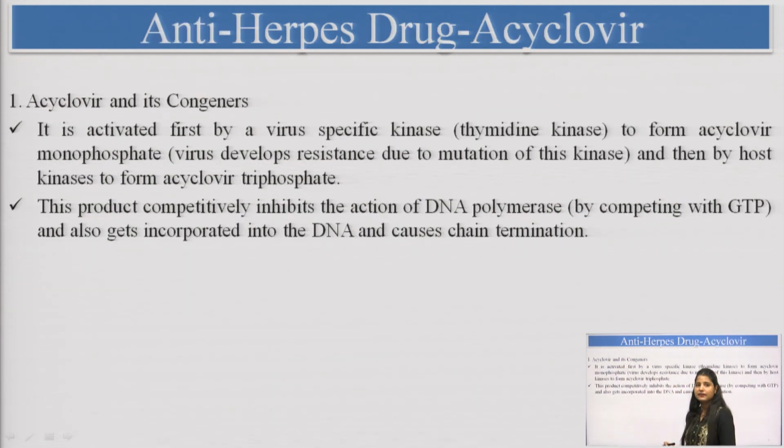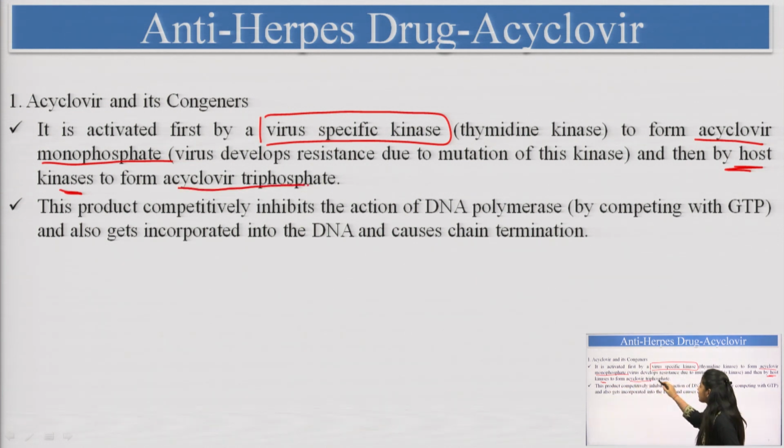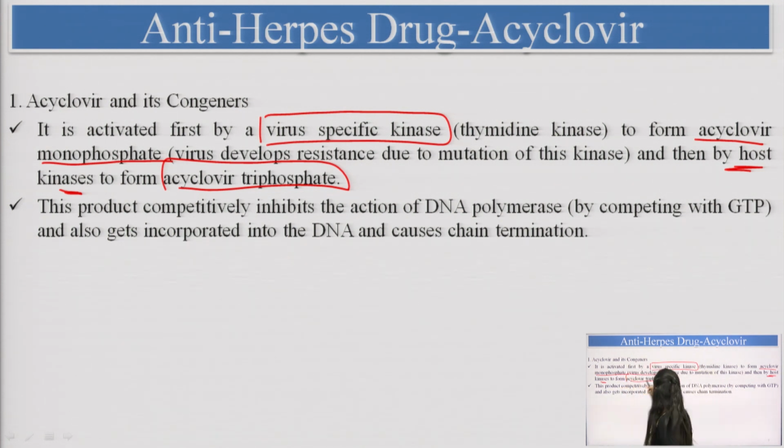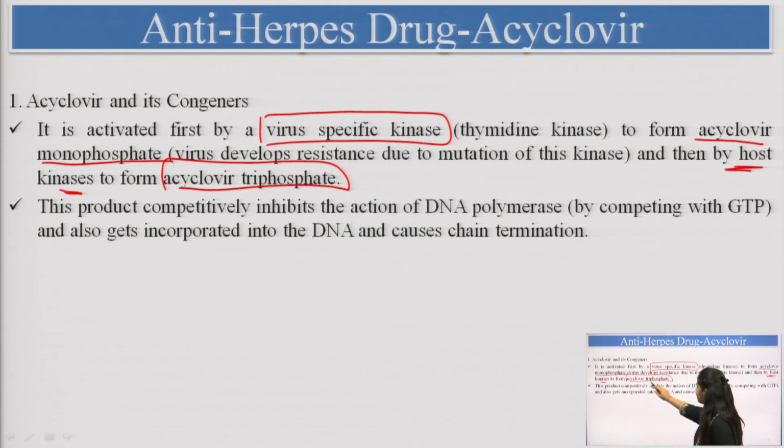Now, see how it is activated inside the body. Acyclovir is activated by a virus-specific kinase. It uses one of the enzymes of the virus and converts into acyclovir monophosphate. Then it again uses the host kinase to form acyclovir triphosphate. So there are two steps: one is using the virus-specific kinase and the other is using the host kinase, and ultimately it forms acyclovir triphosphate, which is the effective form.